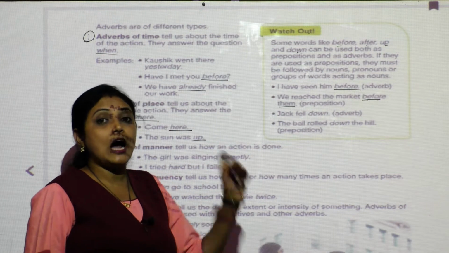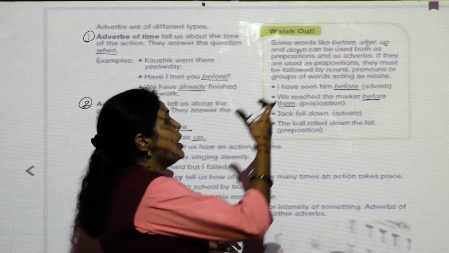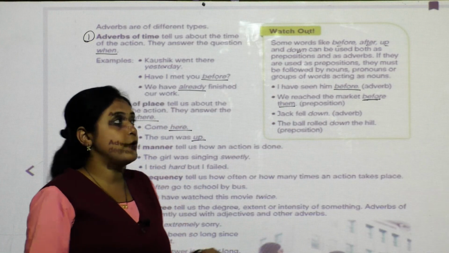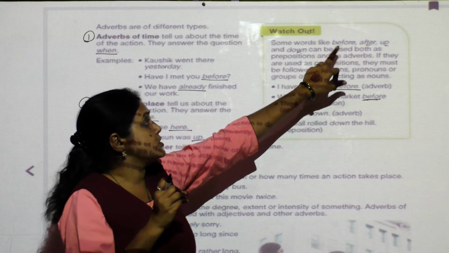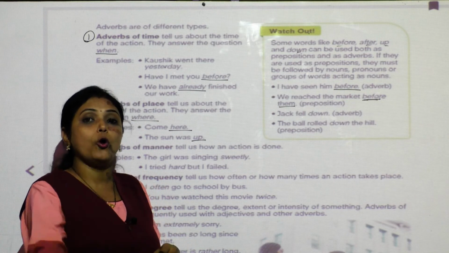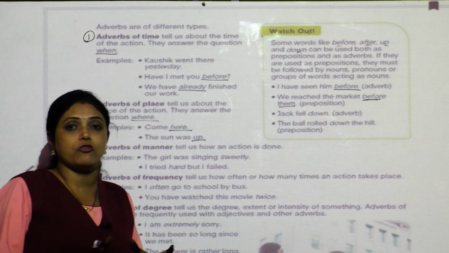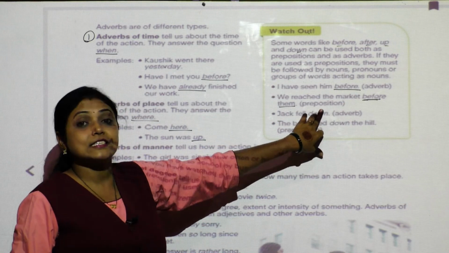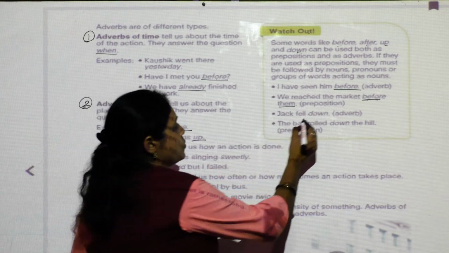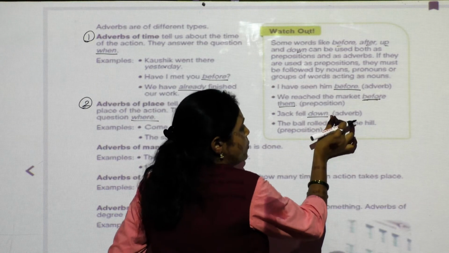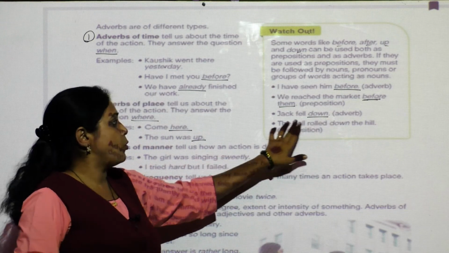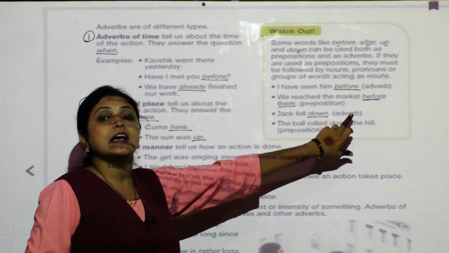What did I say? How will you understand whether these words used in the sentence are preposition or adverb? When the words before, after, up and down are used in a sentence and they are followed by a noun or a pronoun or a group of words, then they are called preposition. Now one more example. Jack fell down. After down, can you see any noun or any pronoun or any group of words? No, we cannot see anything, only Jack fell down. So here down is adverb.